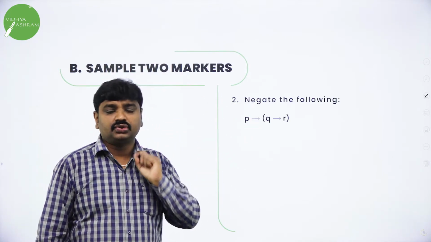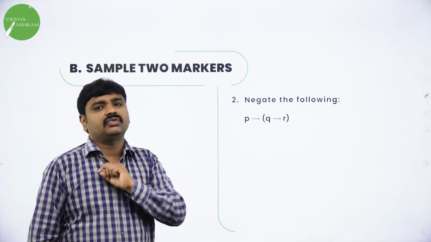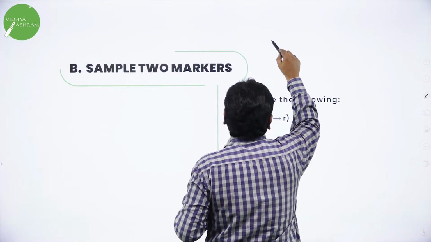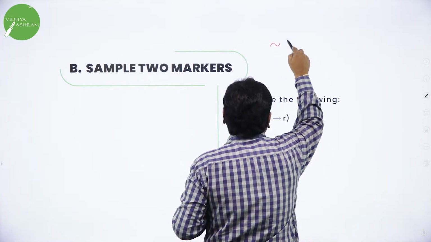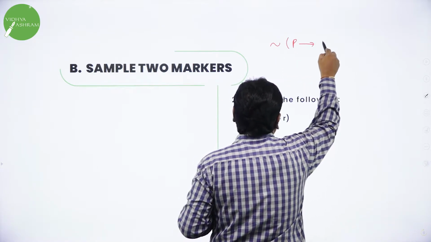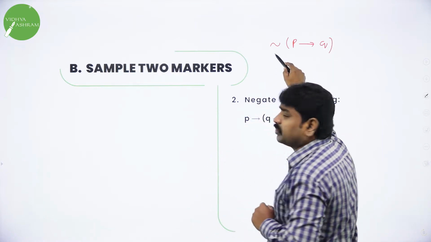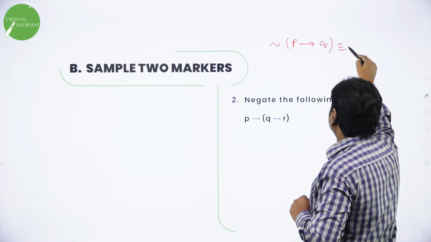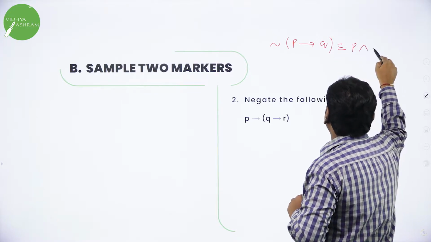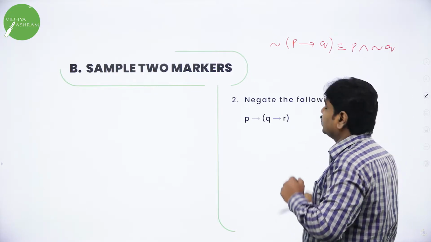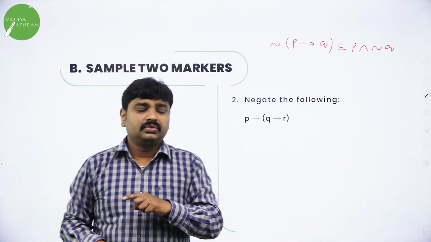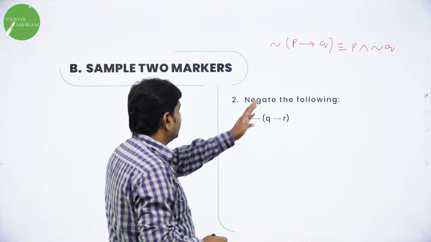For this, first you should know some of the important logically equivalent statements. So remember, negation of P implies Q, you should know. This is the symbol of negation of P implies Q. Negation of P implies Q is always equal to P and not Q. Very, very important. What is negation of P implies Q? P and not Q.